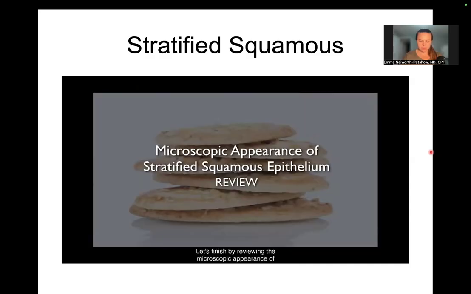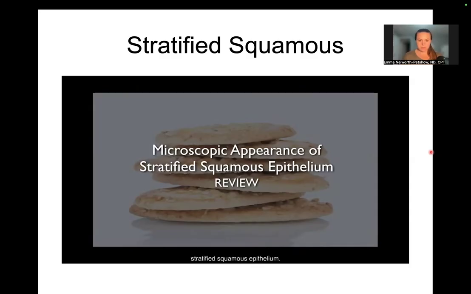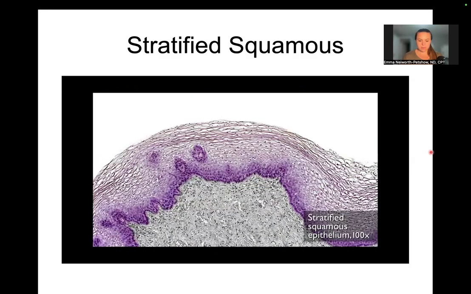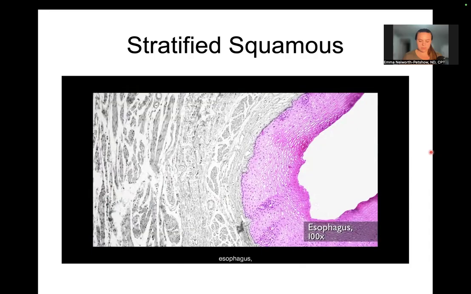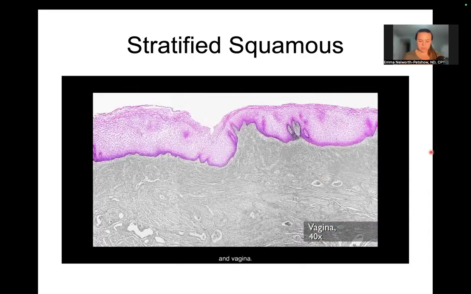Let's finish by reviewing the microscopic appearance of stratified squamous epithelium. Multiple layers of flat cells. Found in the epidermis, esophagus, and vagina.